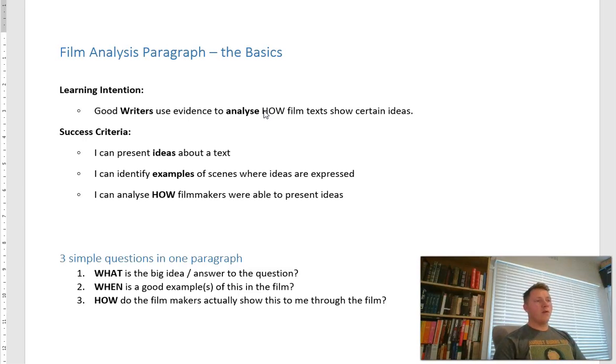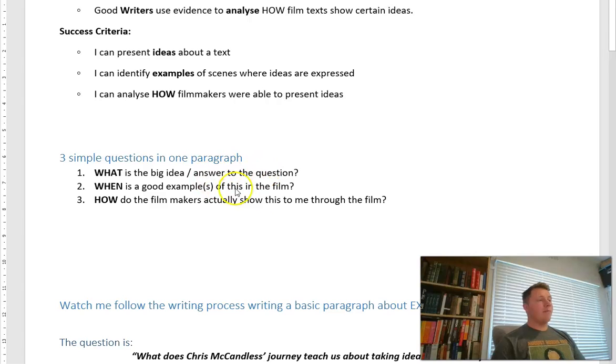Okay, so what we're essentially doing in our paragraphs, and again, you can write one paragraph or you can write multiple paragraphs on one question, or you could challenge yourself to write multiple questions, okay, so multiple paragraphs. That's totally up to you. But essentially, either way you go, what a paragraph is doing is going to be answering a question, okay, and it's going to be presenting an idea about the film. So here are the three things that you will need to be doing in your writing process.